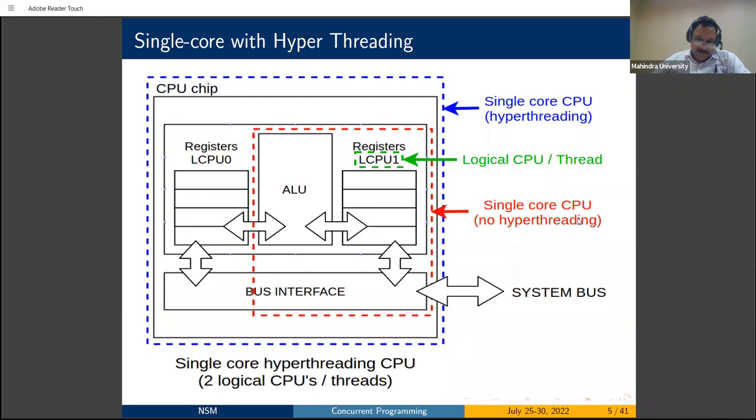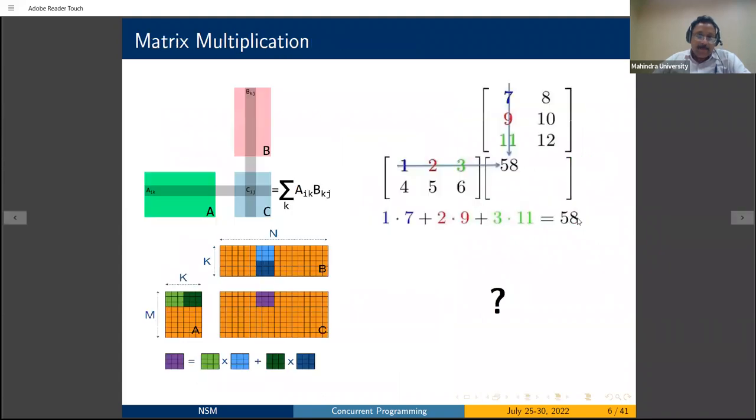Right, I would like to explain the concept of concurrent programming by considering a very simple example. You have some idea about matrix multiplication, right? How do we multiply two matrices? To multiply any two matrices, the number of columns of the first matrix should be equal to the number of rows of the second matrix. Then only we can multiply two matrices. That is a simple concept.